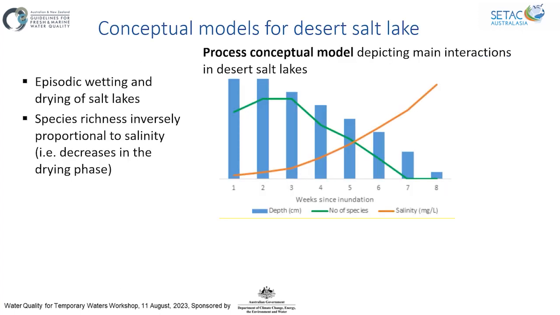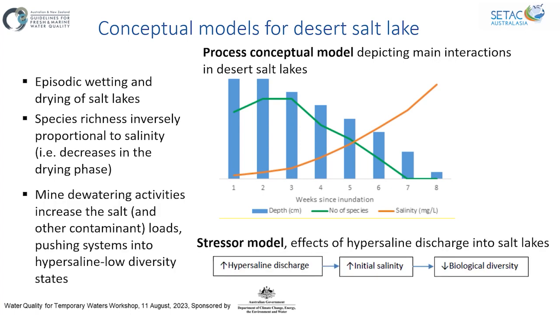Okay, now this is one of the conceptual models that was presented in the guidance document, and I've just embellished that a little bit. This is the process model, firstly, that captures the episodic wetting and drying of salt lakes. It dilutes the surface salts at inundation, then concentrates through the evaporation phase as the lake dries out. So as I mentioned earlier, the resident organisms are less tolerant of higher salt concentrations, and so you can see the species richness aspect of this particular process model dropping off.